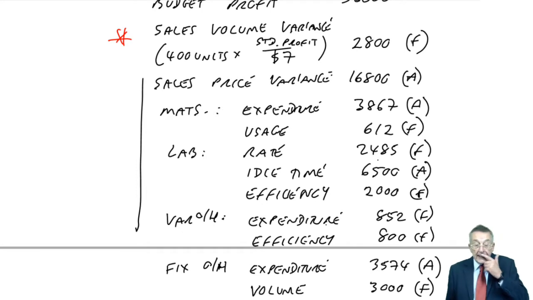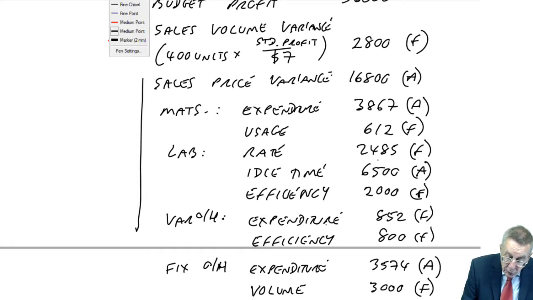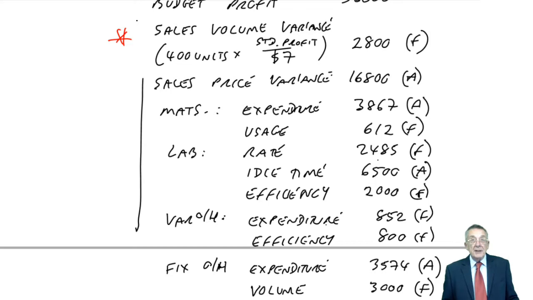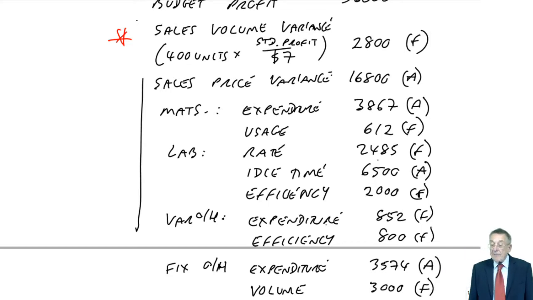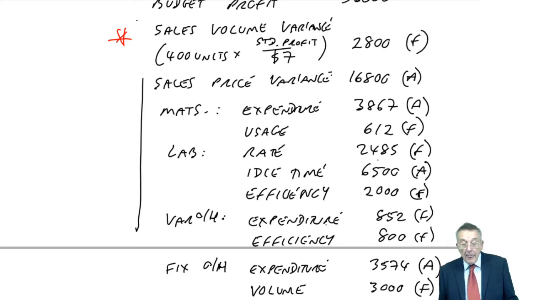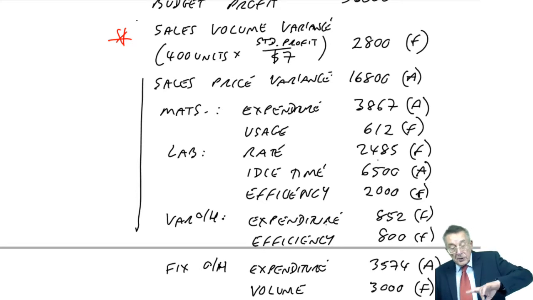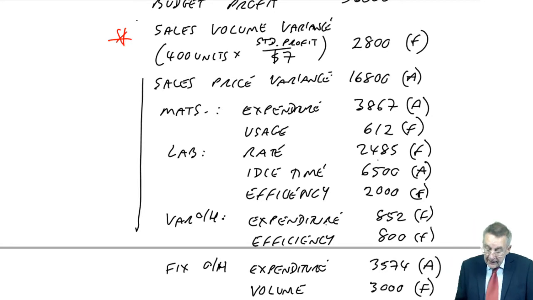So it's those two things. You know, I said earlier, you will not be doing a profit statement. I've done it to hopefully explain. But the only two differences in marginal and absorption variances are the sales volume and the fixed overhead volume variance. With marginal, that variance doesn't exist. With absorption, it does exist.